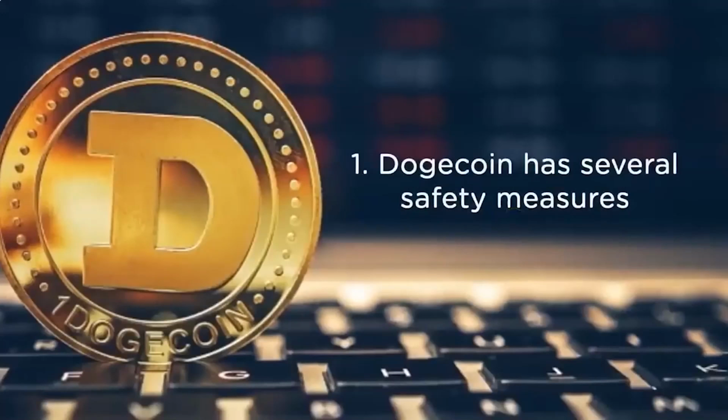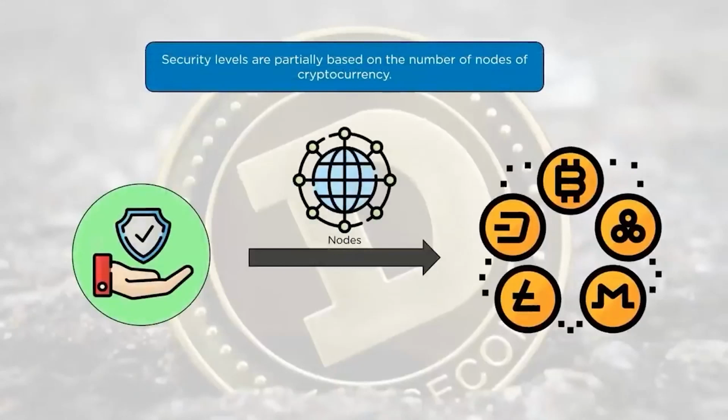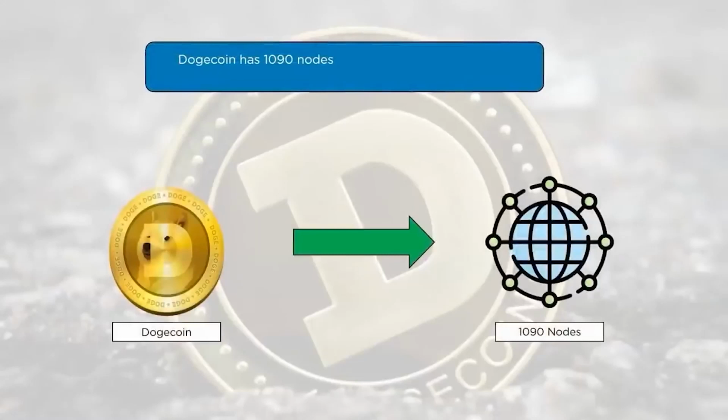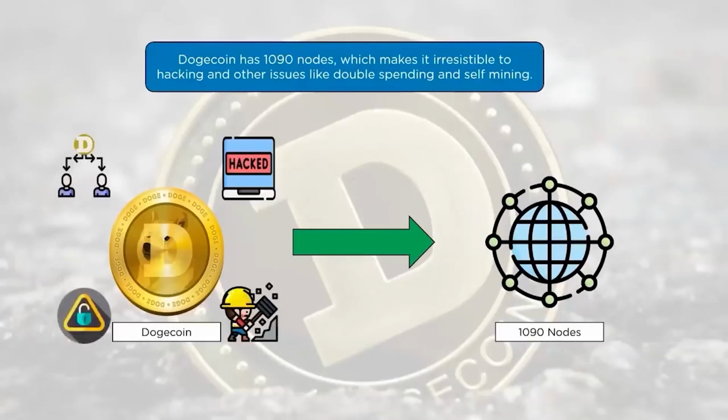Number 1. Dogecoin has several safety levels. Security levels are partially based on the number of nodes of a cryptocurrency. Dogecoin has 1090 nodes, which makes it resistant to hacking. Plus, sometimes the traffic increases in the Dogecoin network, making it more vulnerable to security threats.